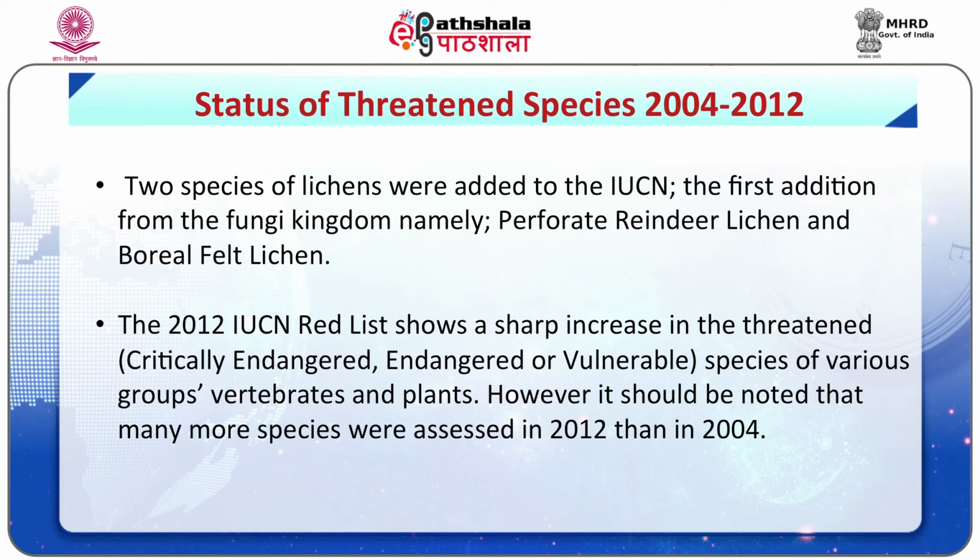The first addition from the fungi kingdom, namely perforate reindeer lichen and boreal felt lichen. The 2012 IUCN Red List shows a sharp increase in the threatened, that is critically endangered or vulnerable species of various groups, vertebrates and plants. However, it should be noted that many more species were assessed in 2012 than in 2004.